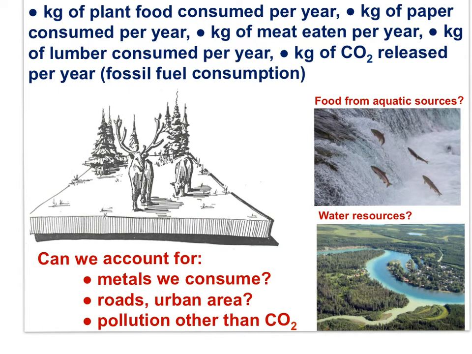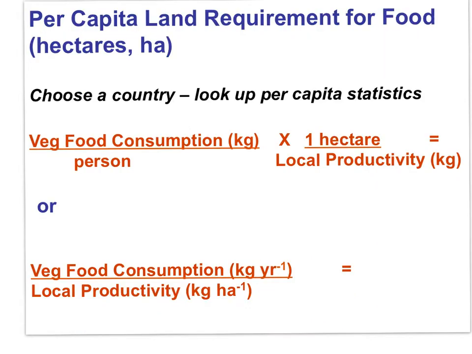But how do we estimate the land area accounting for the fish we eat, or the land area for the water we consume? How does the ecological footprint account for the metals we consume, or high-rise buildings, or pollution other than carbon dioxide? So to keep things simple, let's look at the calculation of one component, the land area required for vegetable food in hectares.